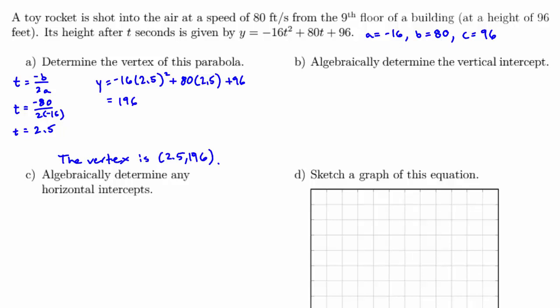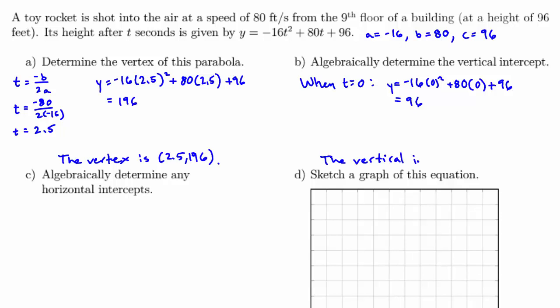Now we'll determine the vertical intercept. This is going to occur when t equals 0. So when t equals 0, our value for y will be negative 16 times 0 squared plus 80 times 0 plus 96, and that simply equals 96. So the vertical intercept we can write as the point 0, 96.